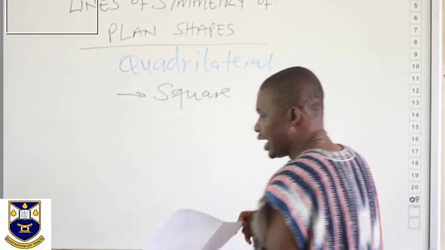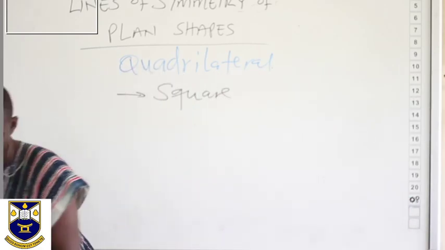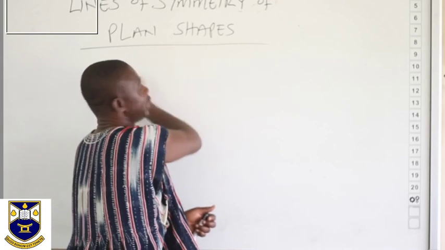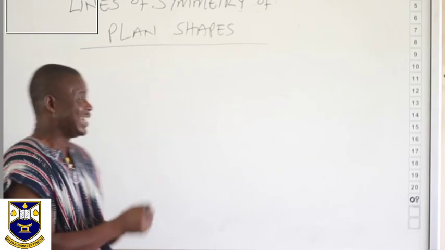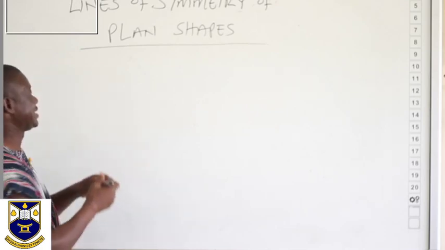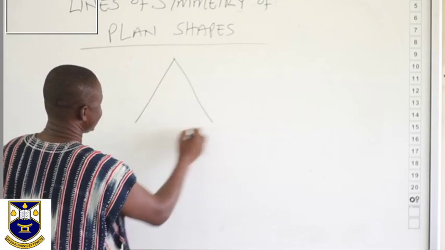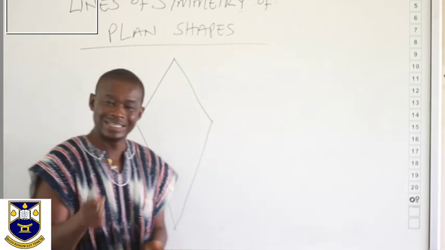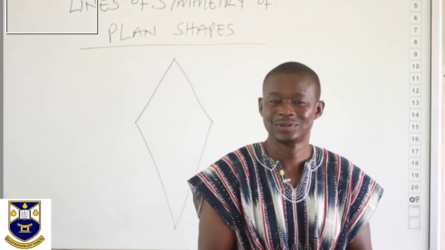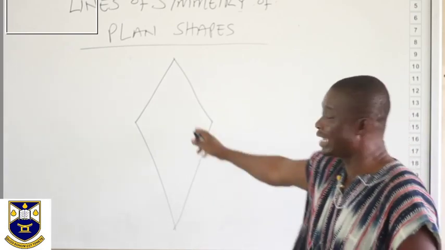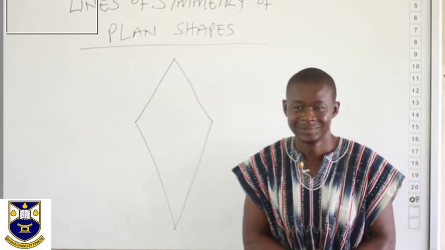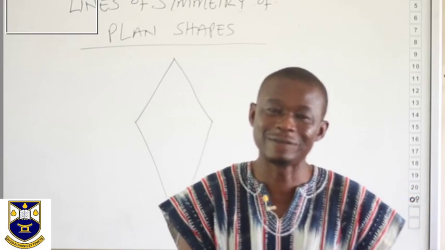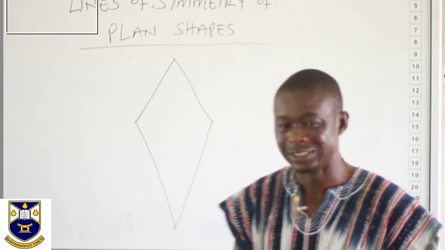Good. We have other figures like kites. I remember when we were young, we used to play with kites. And a kite is like this. Good. Now, this is your assignment. Go and find out, in the first place, is a kite symmetric? If you say no, then fine. But if yes, you identify the number of lines of symmetry for me.